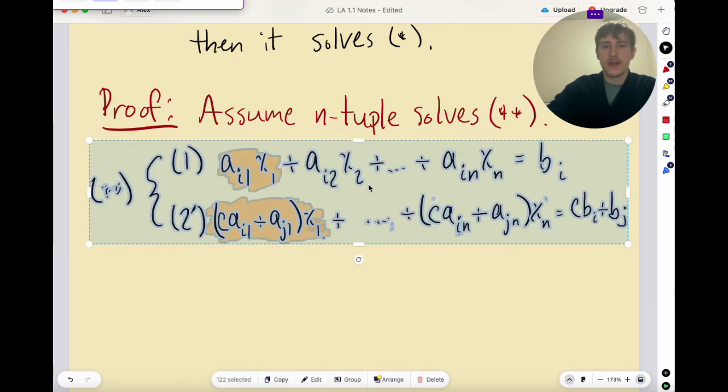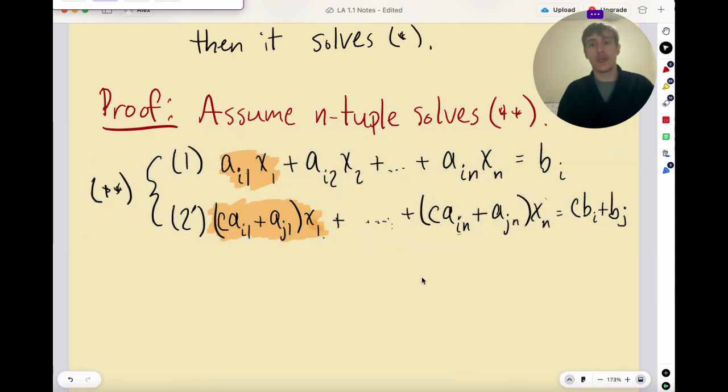Okay, so these can be taken as facts now. We know that x1 through xn is going to solve these two equations, and thus it's going to solve the rest of the n equations. So how are we going to show that it solves the much simpler equation 2?